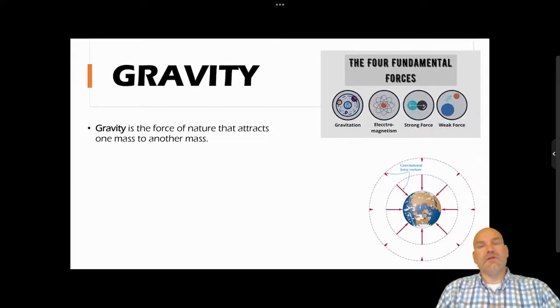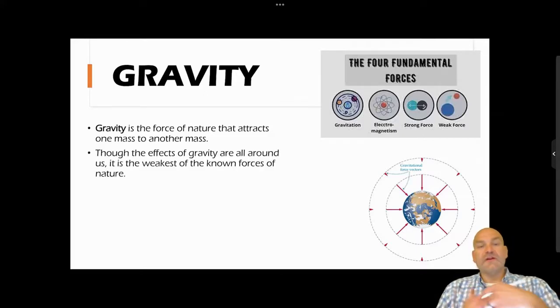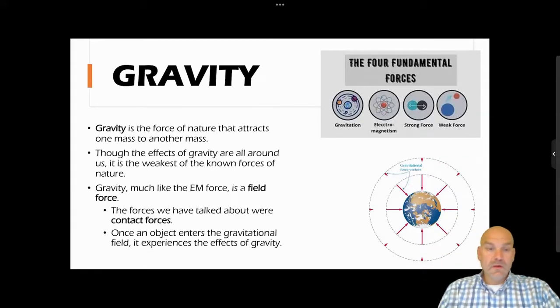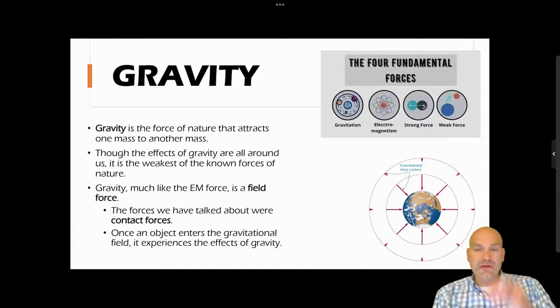Okay, or much, let me say, they are much stronger than gravity. Okay, so though the effects of gravity are all around us, it is, like I just mentioned, the weakest of the known forces of nature. Okay. So gravity, much like the electromagnetic force, is a field force. So what happens is there's a field surrounding a central object. Therefore, it's attracting everything towards that central object.